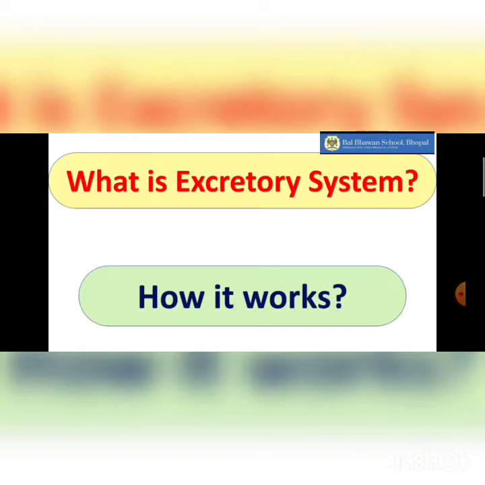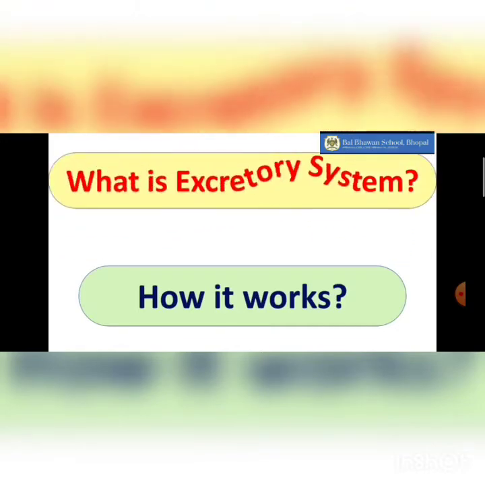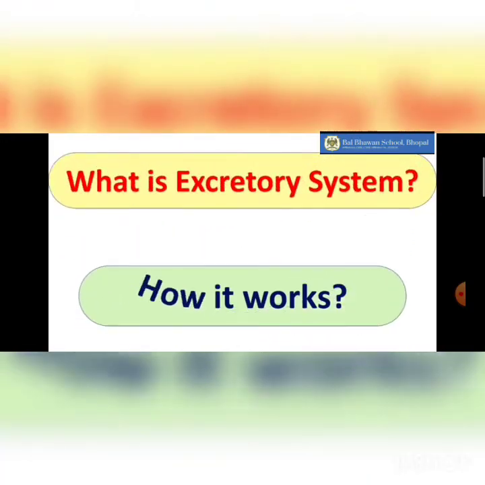So, today in our class 4, we are going to continue chapter 7, that is circulatory and excretory system. And today we are going to study about excretory system and how it works. So, let's start our topic.